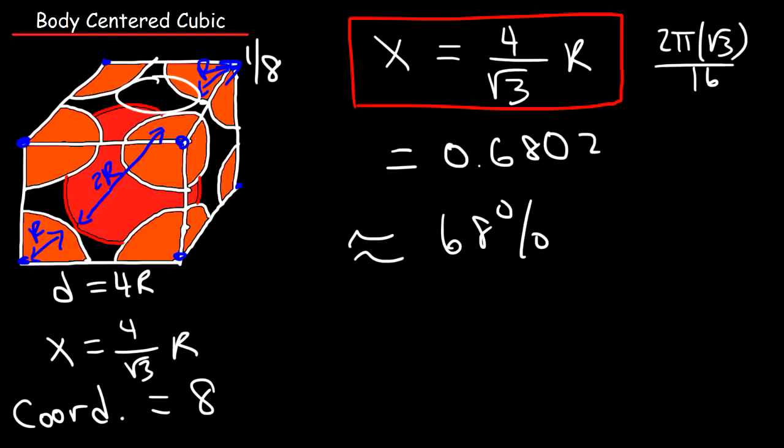So that's all you need to know for the body-centered cubic structure, at least for now. Now let's move on to our last structure. That is the face-centered cubic structure, also known as the cubic closest packing structure. Now this might be abbreviated as FCC. The body-centered cubic structure is abbreviated as BCC.